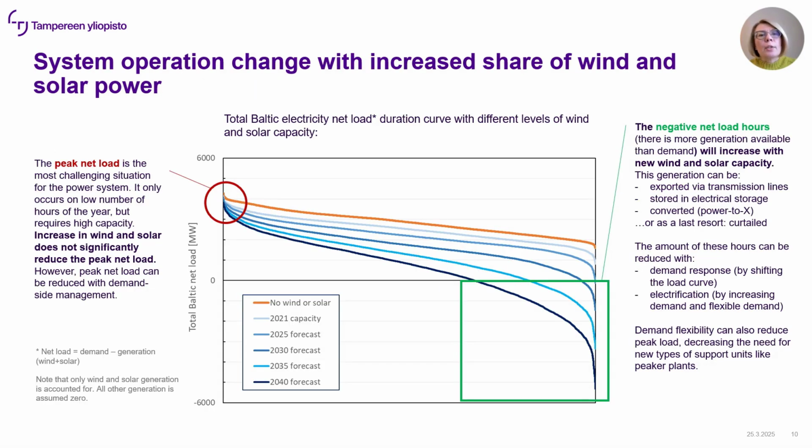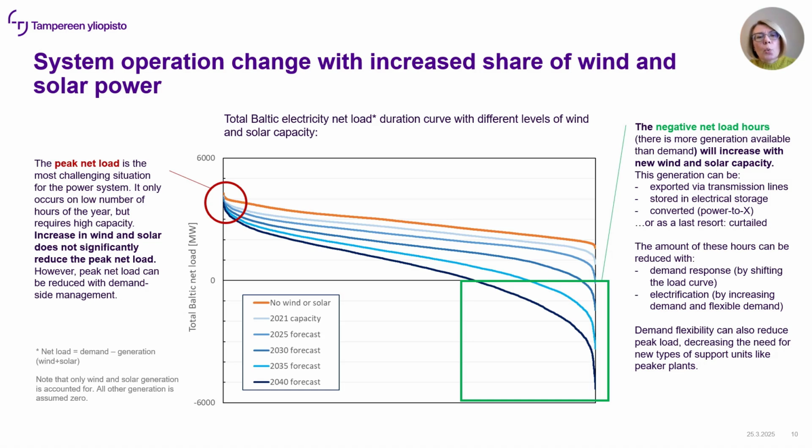Let's take a look at the total Baltic electricity net load duration curve with different levels of wind and solar capacity. The peak net load is the most challenging situation for the power system. It only occurs on a low number of hours of the year, but requires high capacity. As you can see in the red circle, increase in wind and solar does not significantly reduce the peak net load. However, peak net load can be reduced with demand-side management.